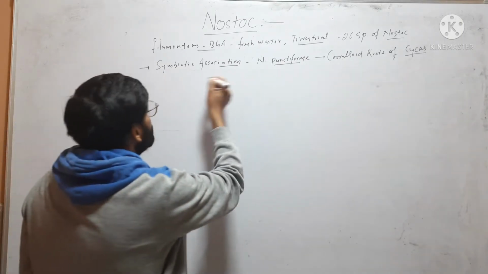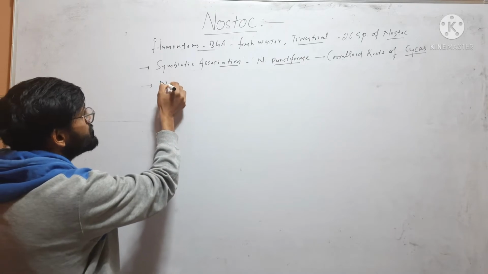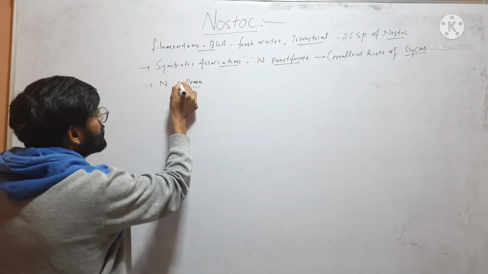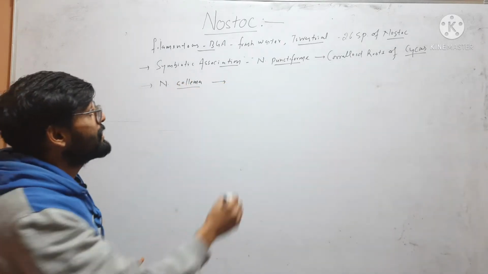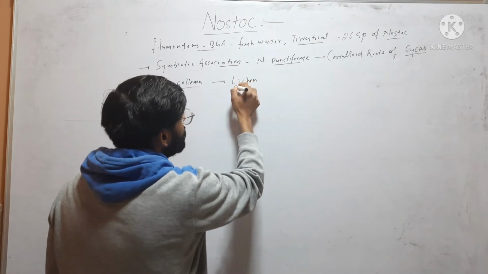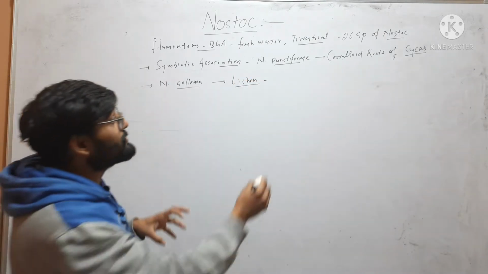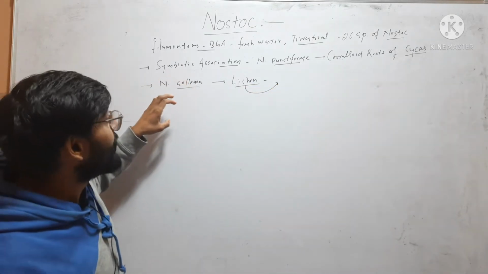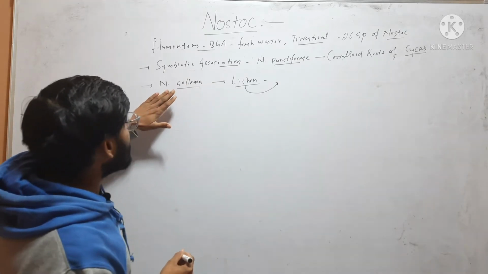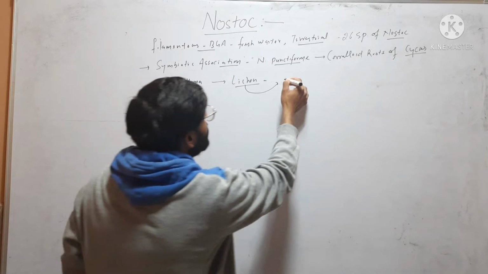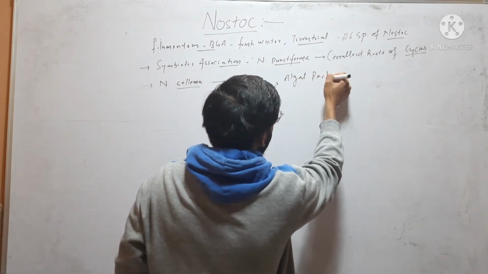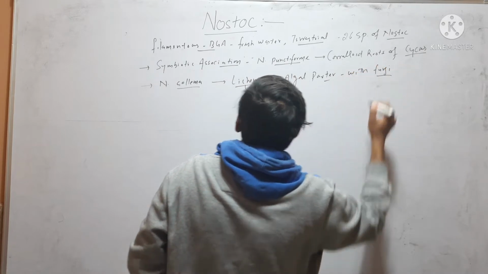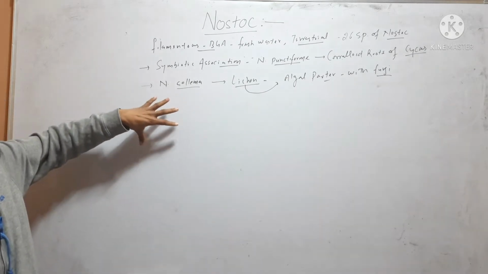Another Nostoc, Nostoc commune, is found in lichens. We know that lichen is a symbiotic association of algae and fungi. So here you can see Nostoc commune is the algal partner with fungi. So this is a brief introduction of Nostoc, about its occurrence.